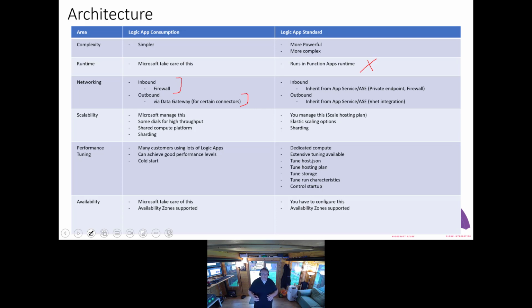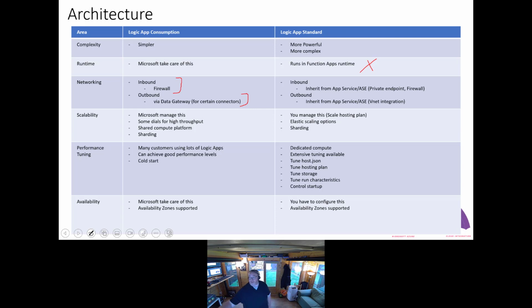Now, if you do have to do a hybrid scenario, there are options. So one's the gateway. A lot of people use API management if you need to go on premise and that kind of thing. But you don't have that network connectivity piece that you will have with Logic App Standard.